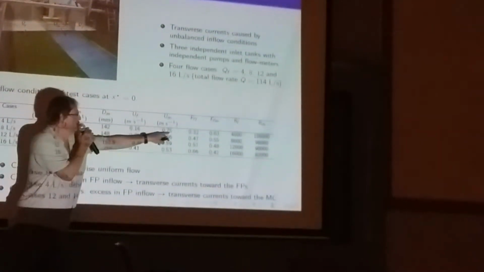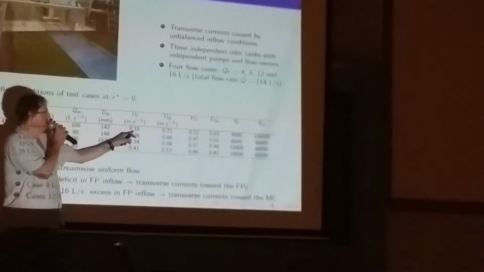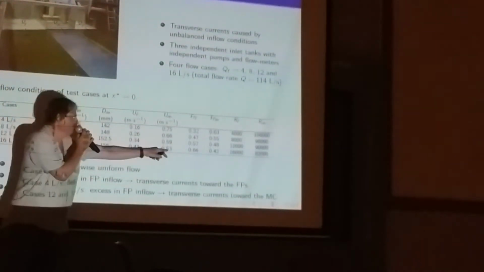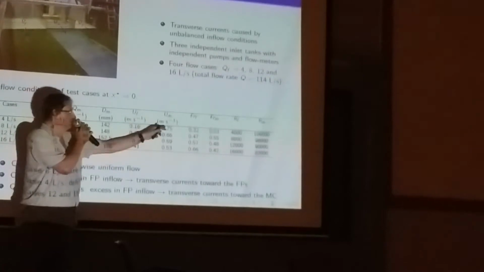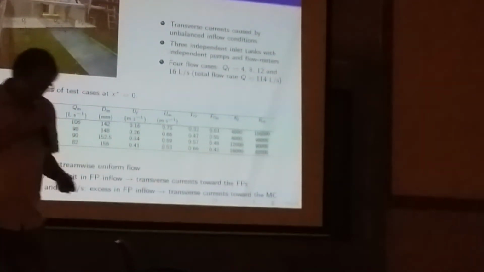But look at the difference in velocity. This is the main channel velocity and floodplain velocity. This difference is huge here and very small here. So the coherent structure will be stronger here than here.